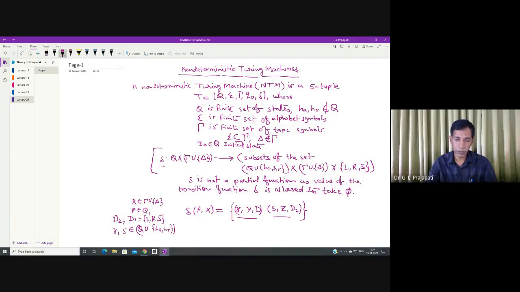So your machine from the state P can go to even a halting state. R can be a halting state, or any element from Q. S can also be a halting state or any element from Q.